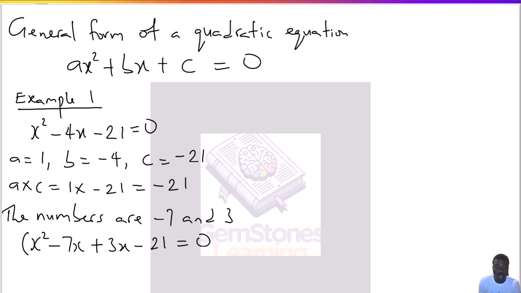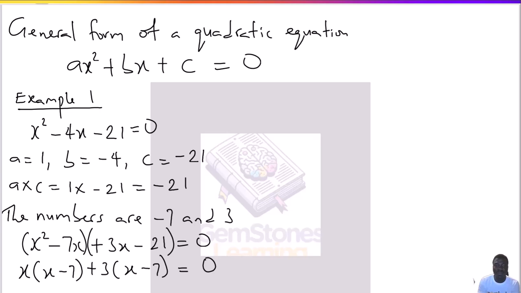So pick this first 2, then pick this next 2. Make sure you don't leave any sign between the brackets. So from here, let's factorize. What is common here? X is common. What is left? X minus 7. What is common here? Positive 3. And what is left? X minus 7. Remember, both brackets must be the same. If they're not the same, then our solving is definitely wrong.